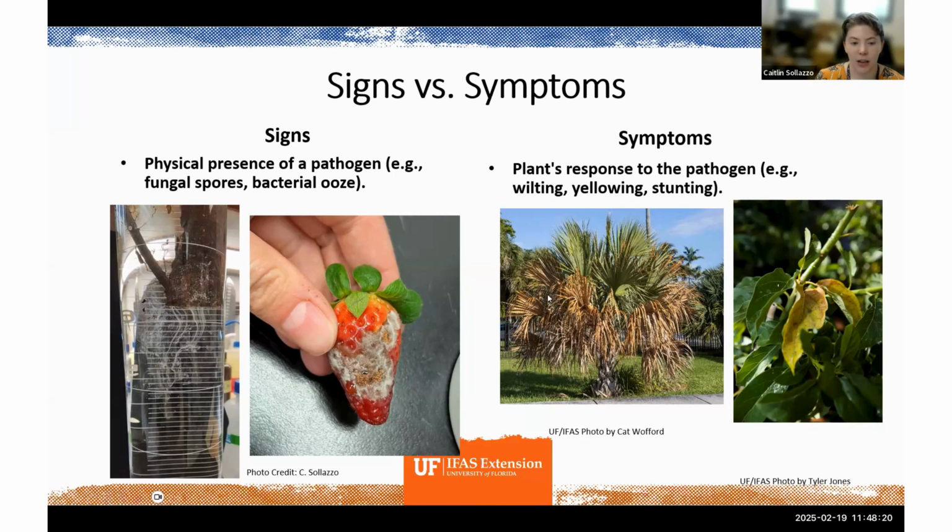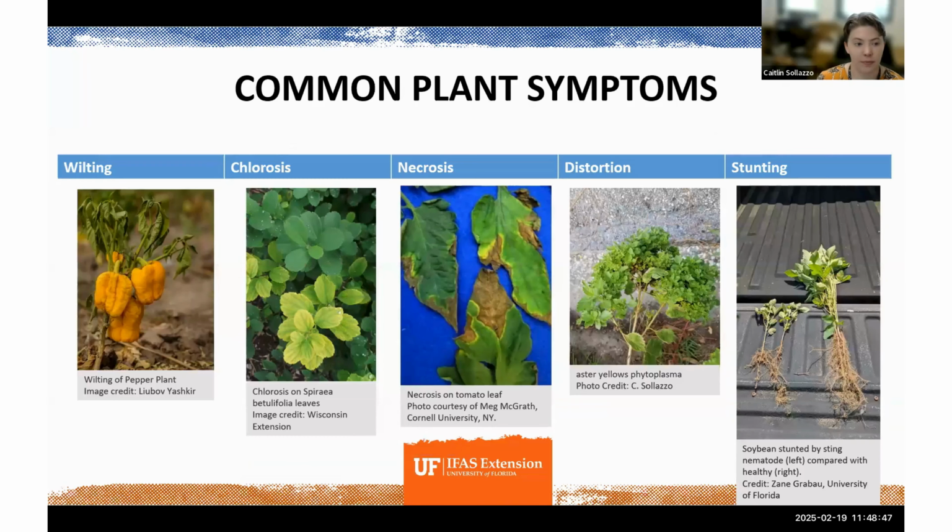So this is a palm that's showing wilting and chlorosis. And then there are some chlorotic leaves. Again, we would have no idea what's going on unless we knew more about the situation, because the plant symptoms can be for a variety of different things. They will have the same symptom. But in summary, symptoms are the plant's response. Signs are actual indications of the pathogen.